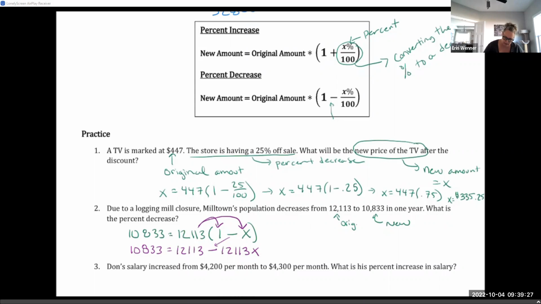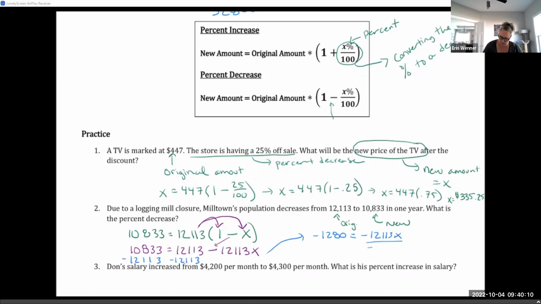So from here, we're just going to solve for x. That means subtracting 12,113 from both sides. Rewriting, we're going to have 10,833 minus 12,113 gives us negative 1,280 equals negative 12,113x. What that tells us is that the population decreased by 1,280 people.